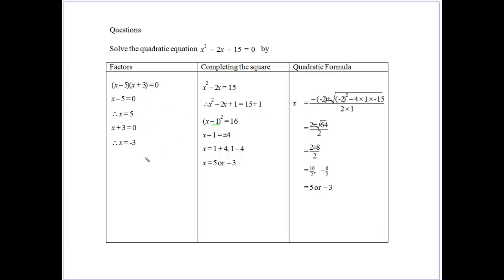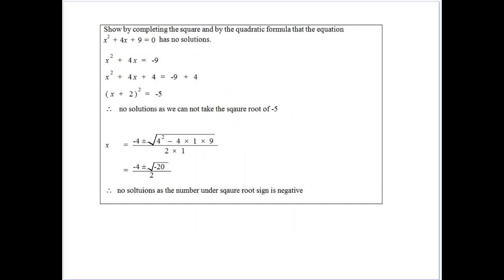Sometimes we're not going to get nice factors, so the quadratic formula comes in, but you could use these ones really any time we like. So here's a question where we want to show by completing the square and the quadratic formula that this equation has no solution. So how do we do that?